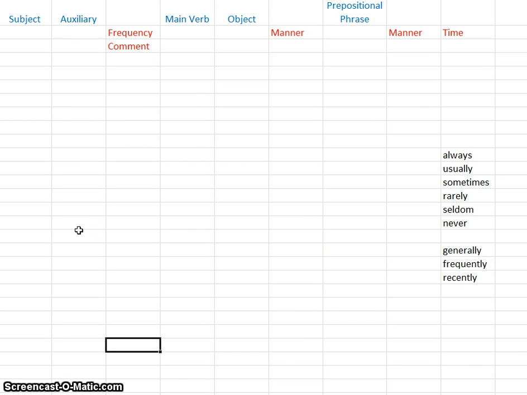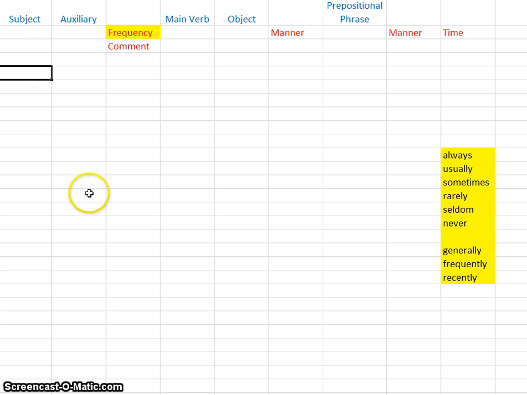I would like to talk today about types of adverbs and where they go in a sentence. We'll start with the frequency adverbs. The frequency adverbs include always, usually, sometimes, rarely, seldom, never, and some other words like generally, frequently, recently. There are some others. And where they go in the sentence is between the subject and the main verb, after the first auxiliary, between the subject and the main verb.